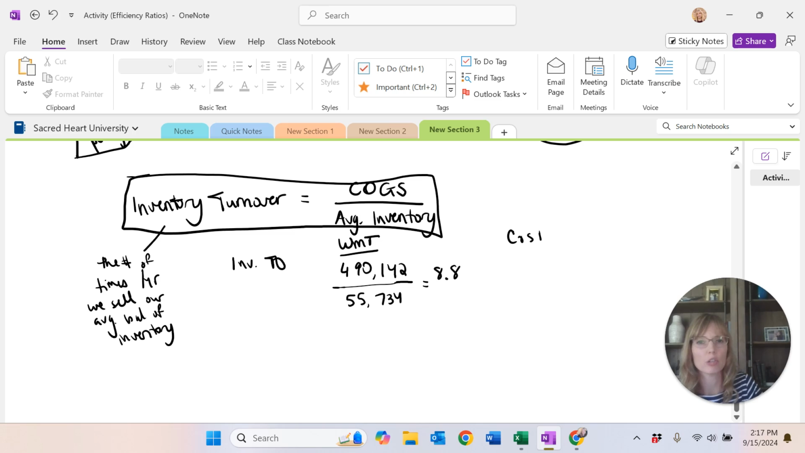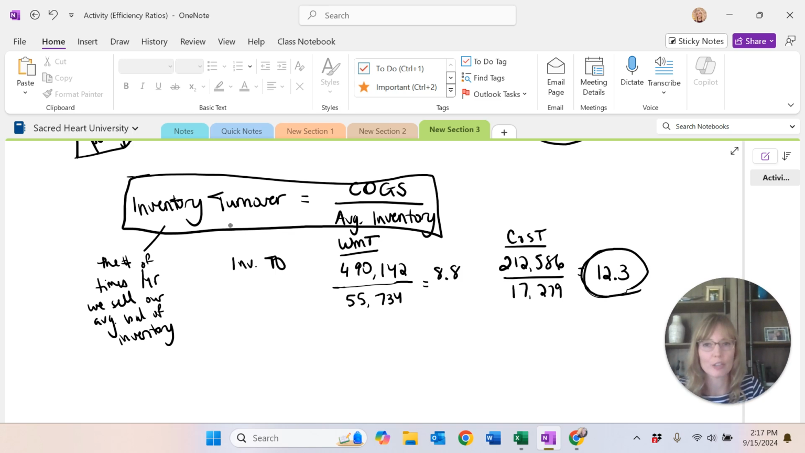It doesn't tell us much, but once we can compare it to that of another company, it'll become much more informative. Cost of goods sold for Costco, $212,586. Average inventory, $17,279. Of course, these numbers are in millions. This gives us an amount of 12.3. So clearly Costco is selling its inventory much faster. And of course, the faster we sell our inventory, the more we're capturing our gross profit. The higher gross profit, the higher our net income is going to be.